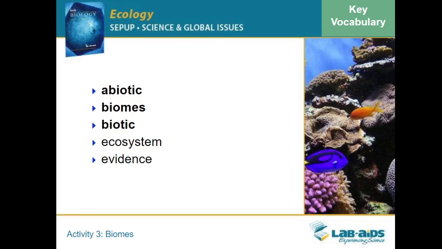A couple of our key vocab words, again, were the abiotic and biotic factors. So abiotic is non-living, biotic is living. Biomes, we talked again about ecosystems, and something we're going to keep coming back to, evidence. What evidence do we need? And what evidence can we use to make our point?